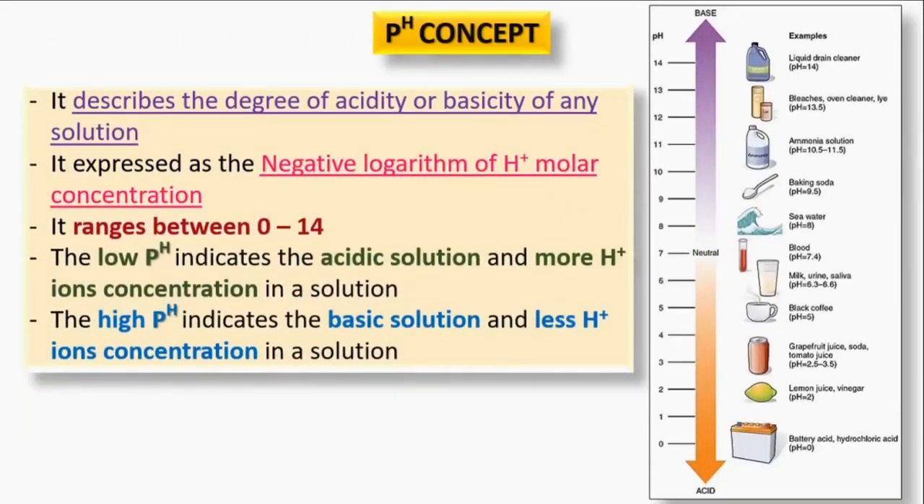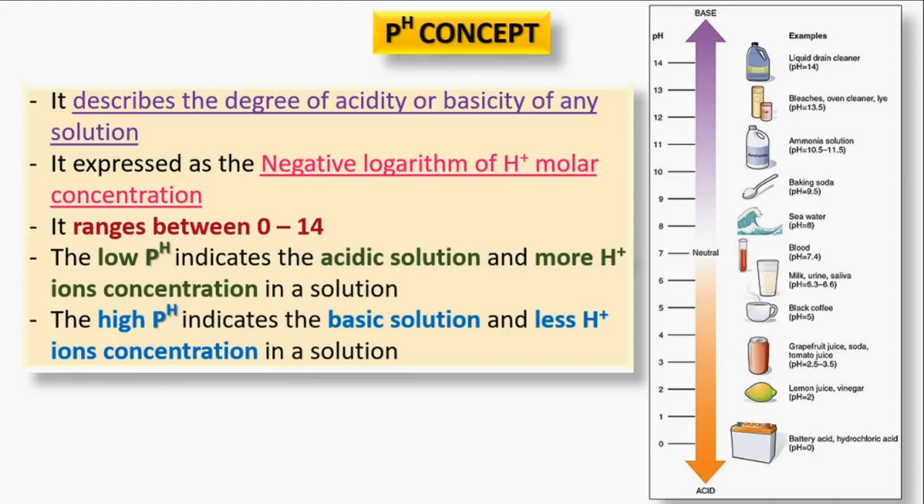So next is the pH. We are all aware of the two terms, base and acid. How can we determine whether a substance is basic or acidic? There is a way that we can determine this. It is called the pH. pH shows whether a substance is acidic or basic.